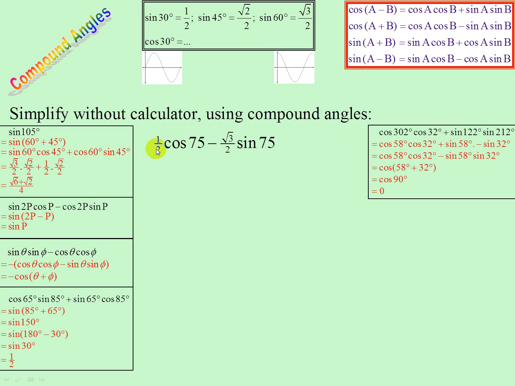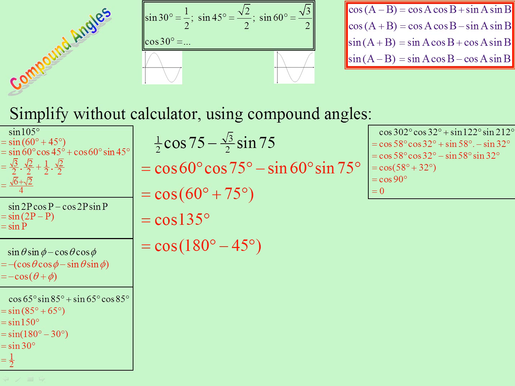This is either sine of 30 or cos of 60. Sine of 60 or cos of 30. So I'm going to write it as such. There we are. Now I've got cos cos, sine sine, minus, which means I now have this addition. Therefore, 135, second quadrant, 180 minus 45, cos negative in the second quadrant, negative cos 45, negative root 2 over 2.